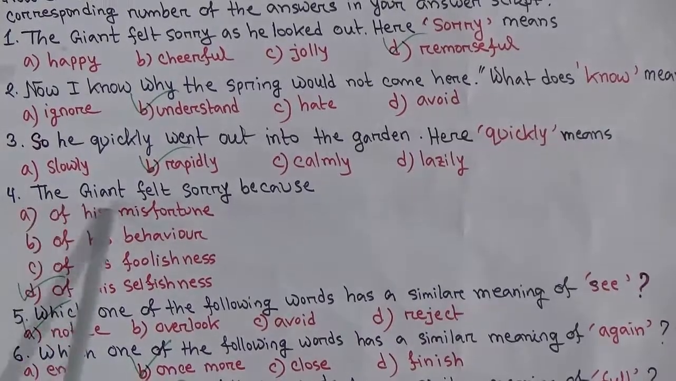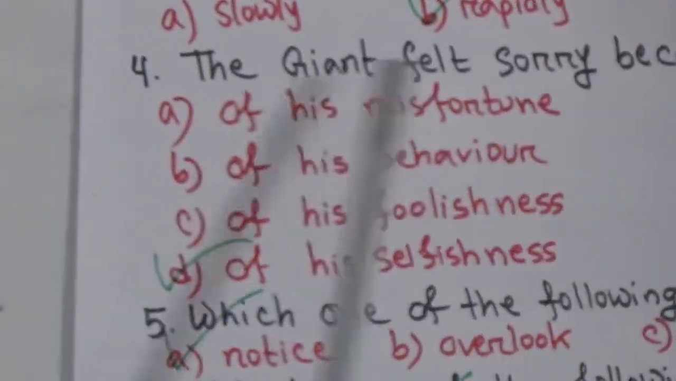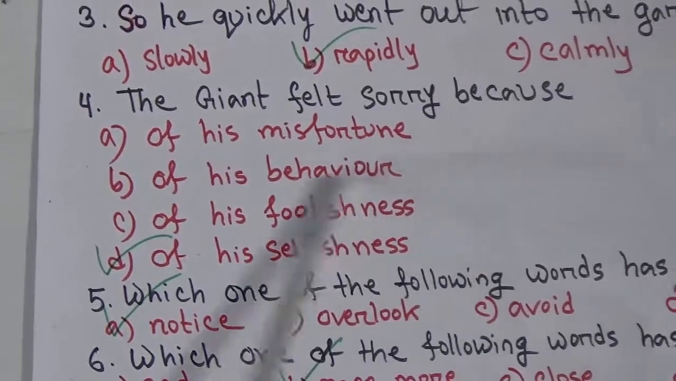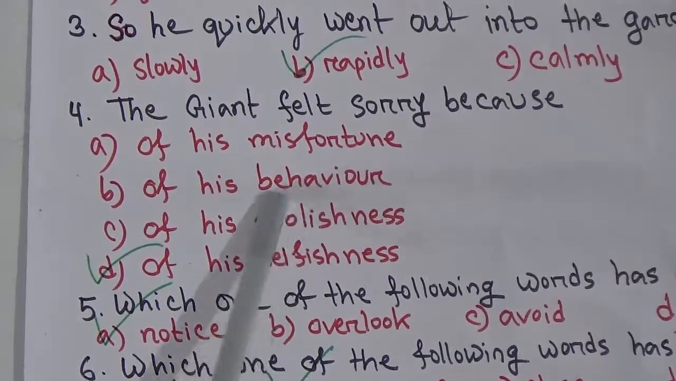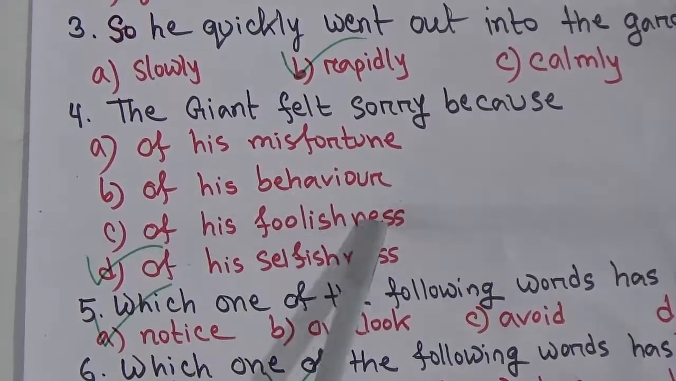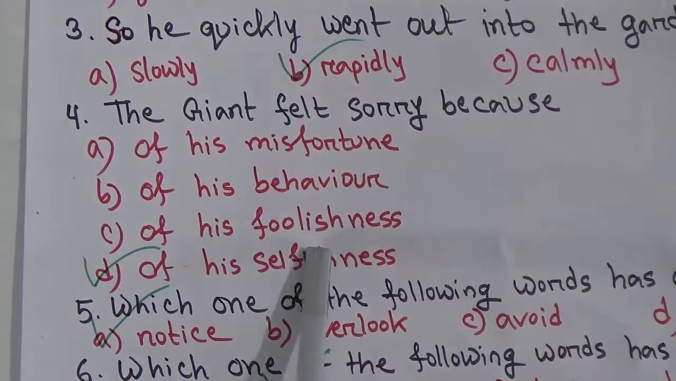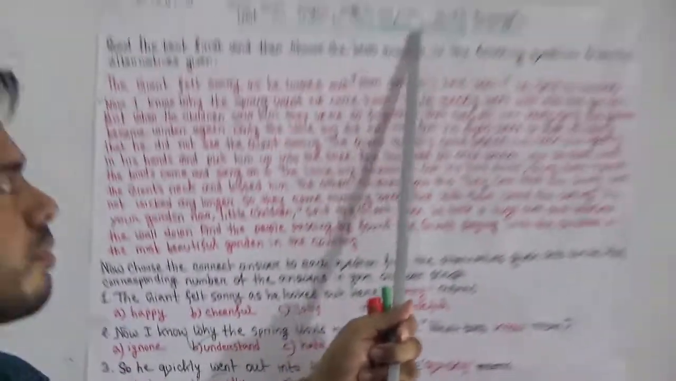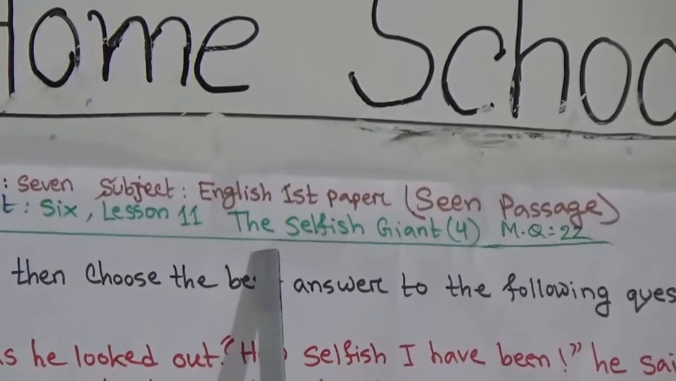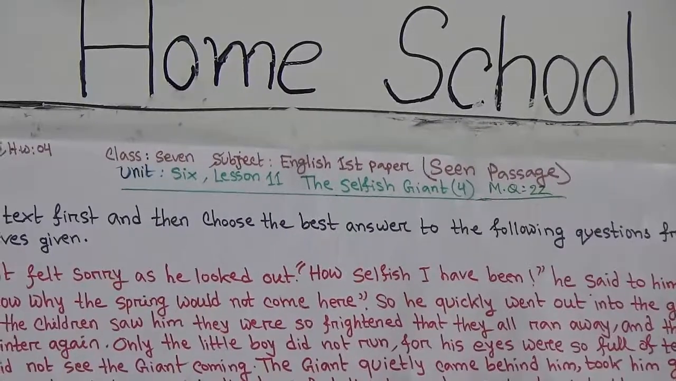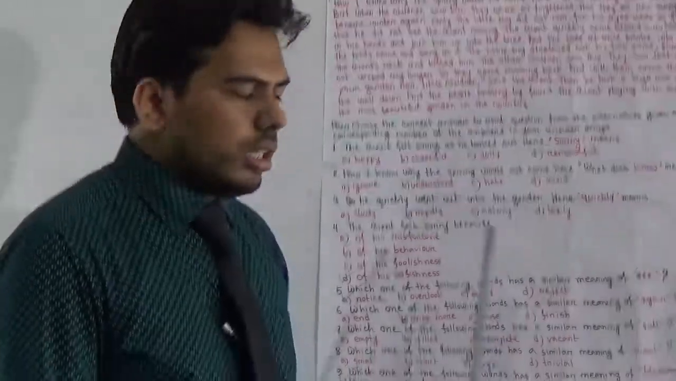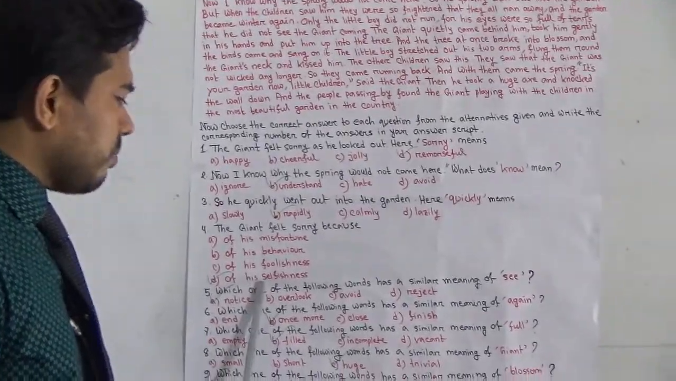Okay, number 4. The giant felt sorry because of his misfortune, because of his behavior, only behavior, because of his foolishness, because of his selfishness. From the title of the passage, we came to learn that the giant was very selfish in nature. That's why it should be the appropriate meaning.